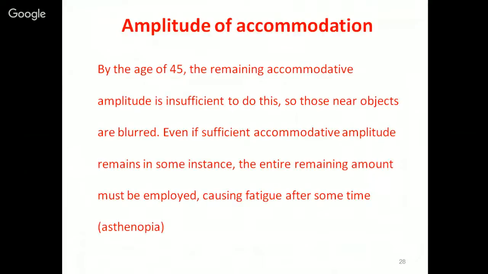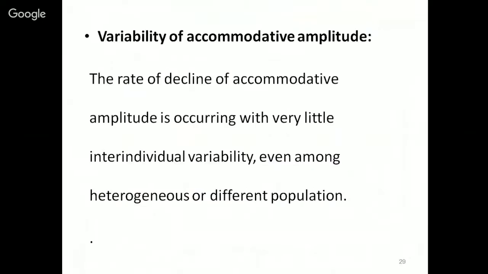By the age of 45, the remaining accommodative amplitude is insufficient to do this. So near objects are blurred. Even if sufficient accommodative amplitude remains in some instances, the entire remaining amount must be employed, causing fatigue after some time, or asthenopia, especially during reading. For this reason, there is a variability of accommodative amplitude, but very small.